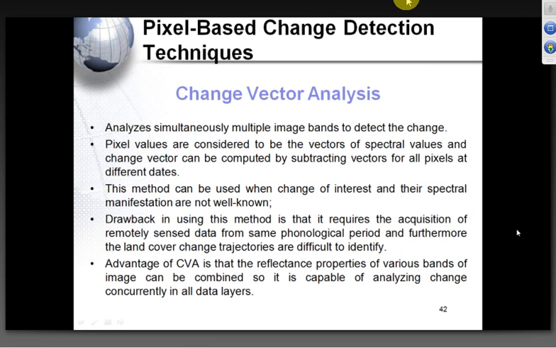But the advantage of the technique is that the reflectance properties of various bands of the image can be combined so that it becomes capable of analyzing change concurrently in all data layers. Because the properties are combined, it is capable of analyzing change concurrently in all the possible data layers.